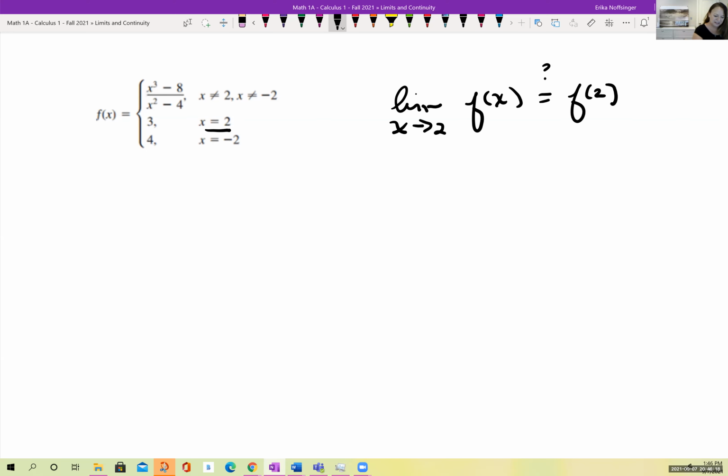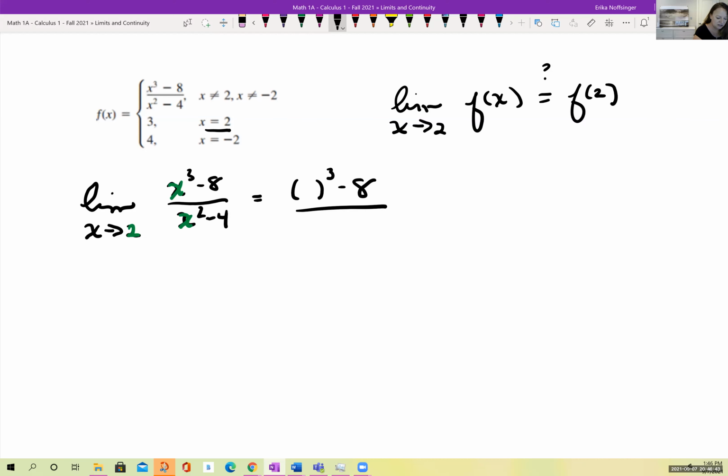Okay, well, let's look at the limit as x is approaching 2 of x cubed minus 8 all over x squared minus 4. Remember, we always did direct substitution. That's where we started. And so if we plugged in our 2 in here, we get 2 cubed minus 8 all over 2 squared minus 4.